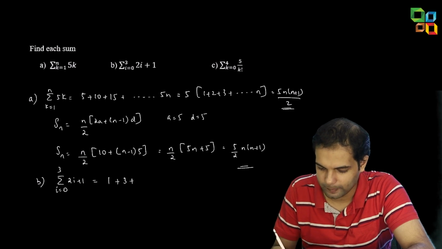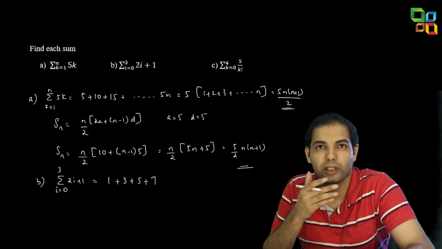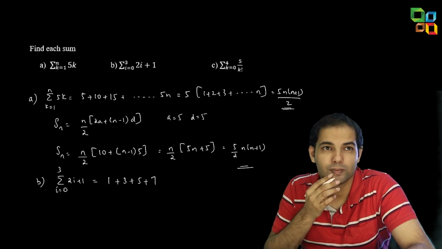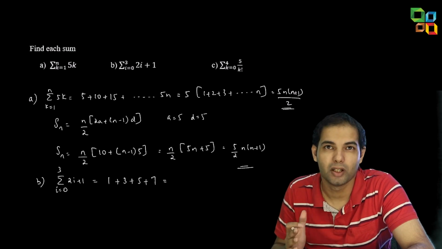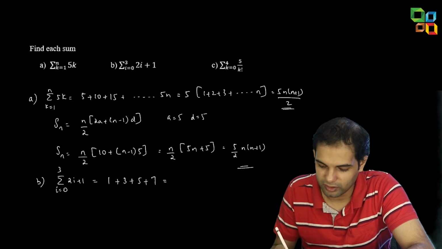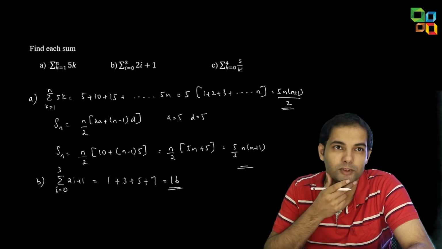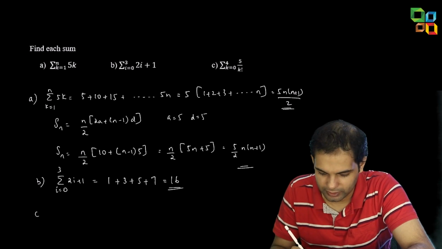Next term would be 5. Then 7, right? We are asked from 0 to 3, so there are totally 4 terms. Okay, so the sum is direct. We can simply add them. We need not even use any formula because it's very small. So this is 8 plus 8, which is 16. Okay, fine. Similarly, we'll complete this part.